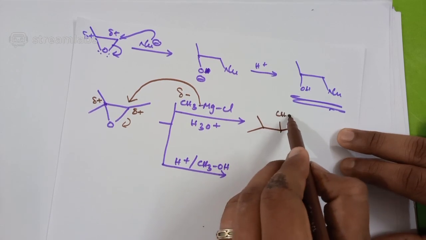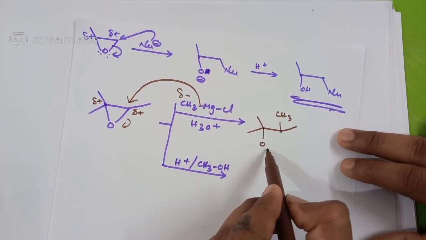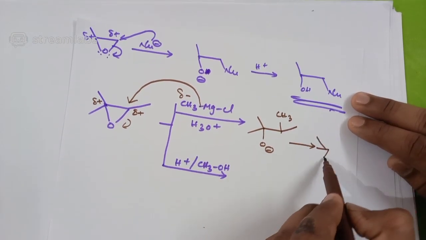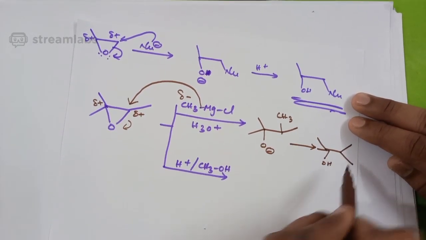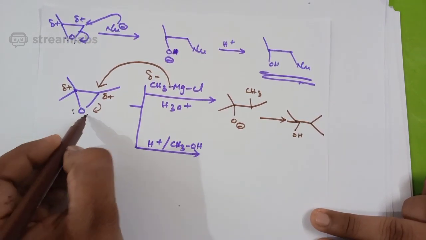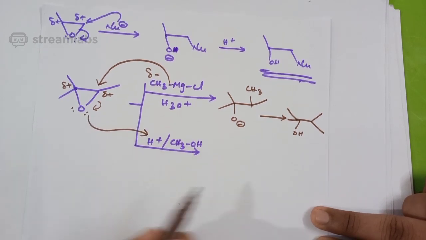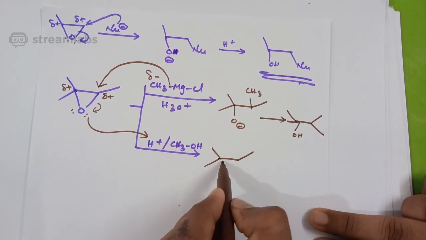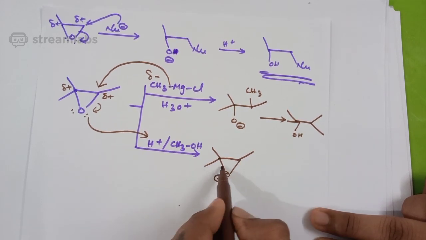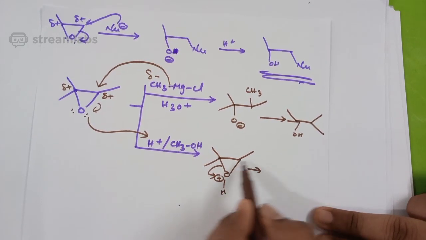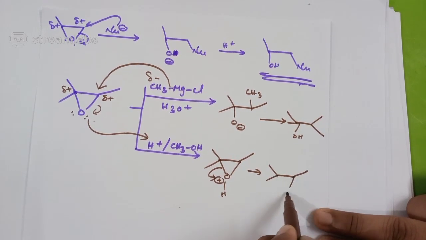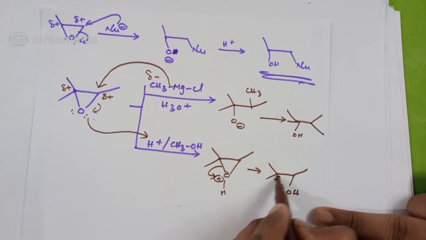Here CH3 attached and here O minus, and finally H plus from the water. So here OH and methyl groups, like this you will get, correct? But in this case, first H plus is there, so H plus attacks this part. We know among secondary and tertiary, which is the most stable carbocation? Secondary. Now here, see, earlier right side, now left side cleavage takes place. OH and here positive charge.